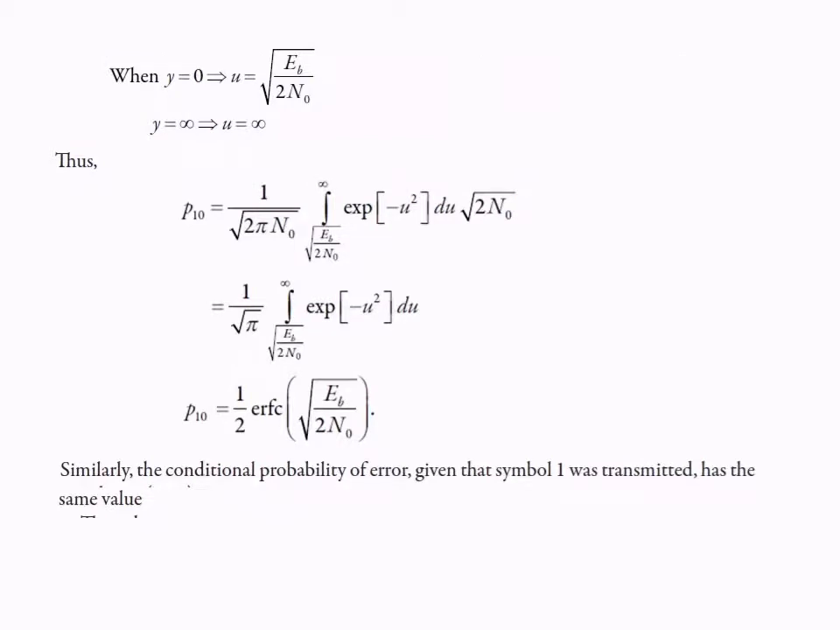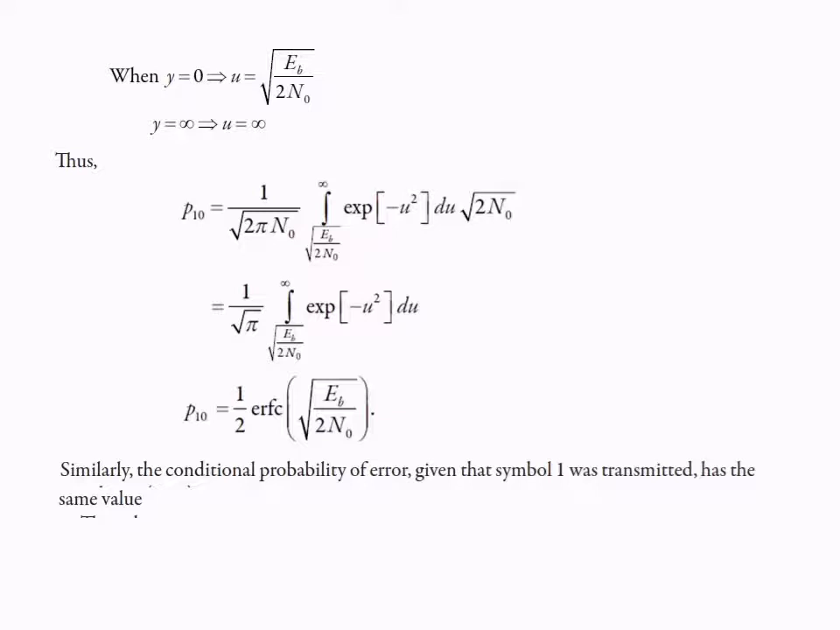Now we are going to change the limit. When y is equal to 0, u is equal to root of Eb by 2N naught. When y is equal to infinity, u is equal to infinity. Thus your P10 becomes 1 by root of 2 pi N naught integration from root of Eb by 2N naught to infinity, we have changed the limit, e raised to minus u square du root of 2N naught.